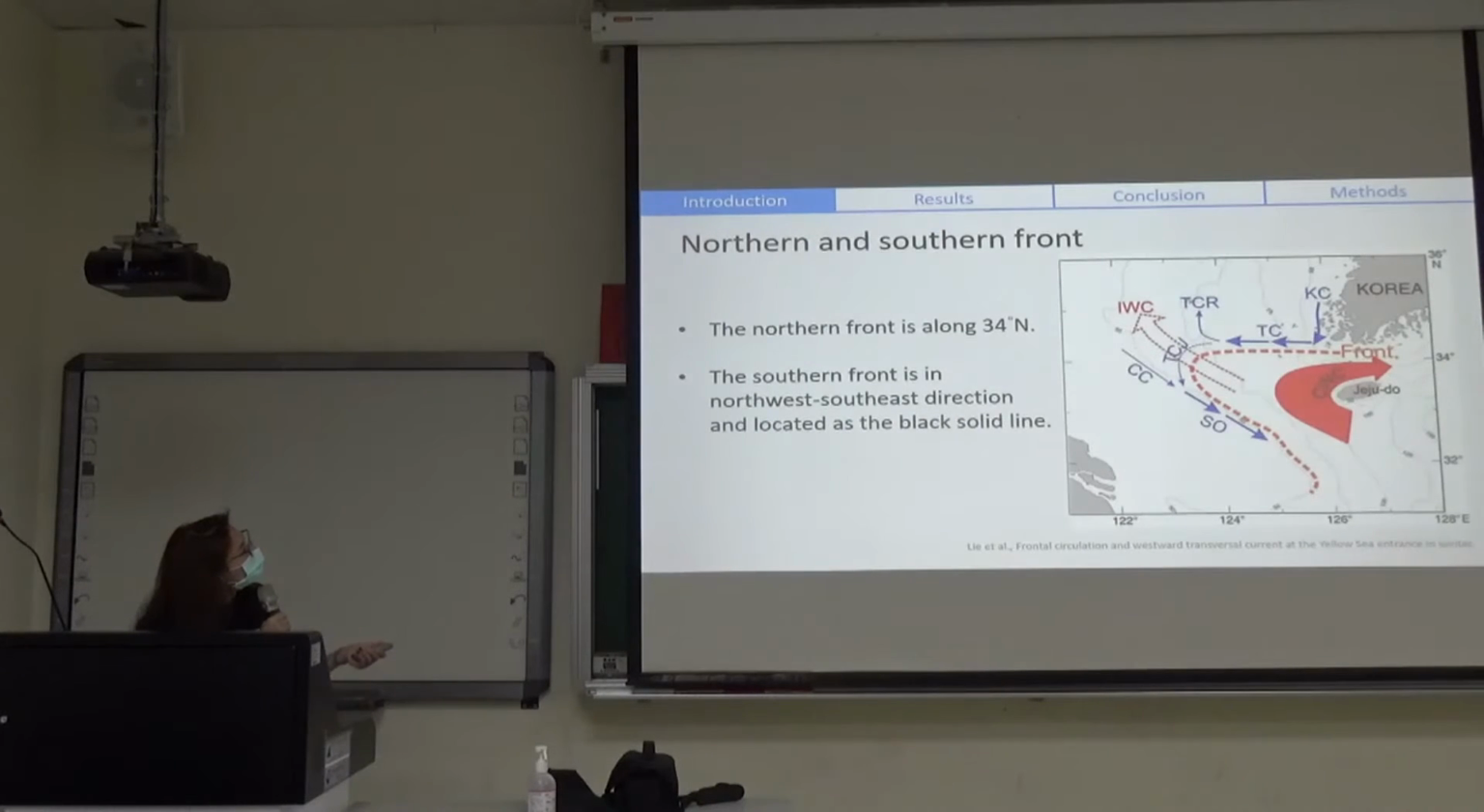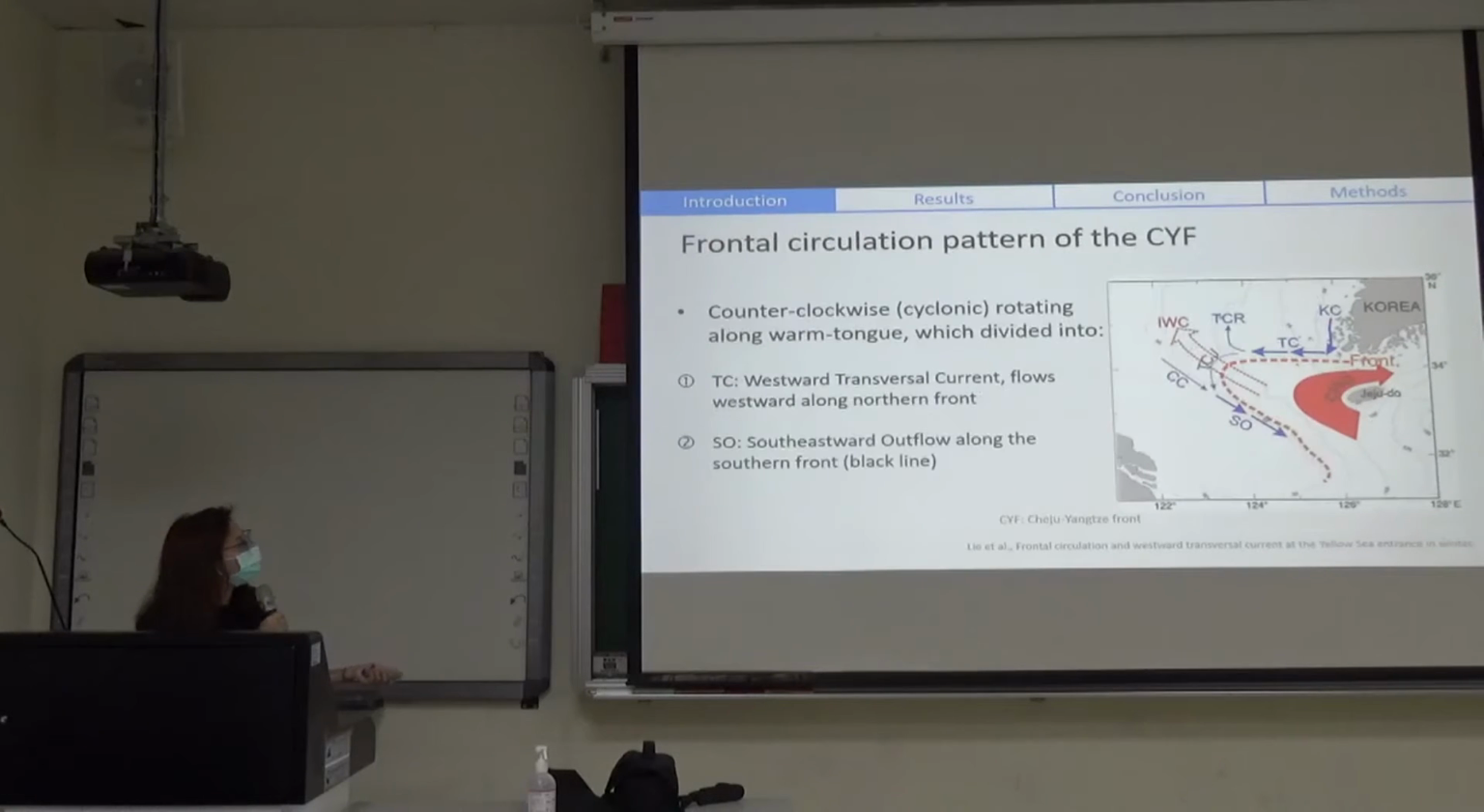And the warm tongue can also be divided into the northern front and the southern front. The northern front is along the 34-degree north latitude, and the southern front, which we will focus on today, is in the northwest-southeast direction and located as the black solid line.